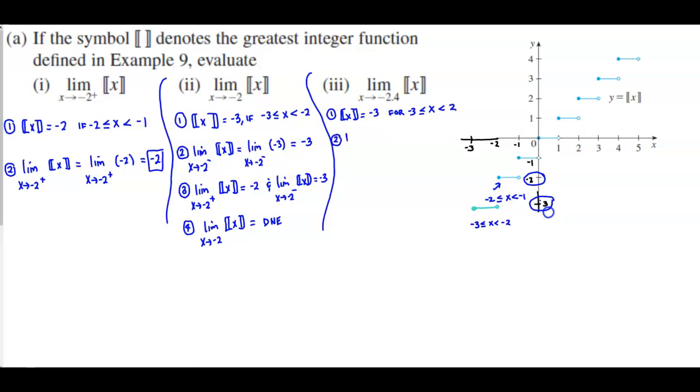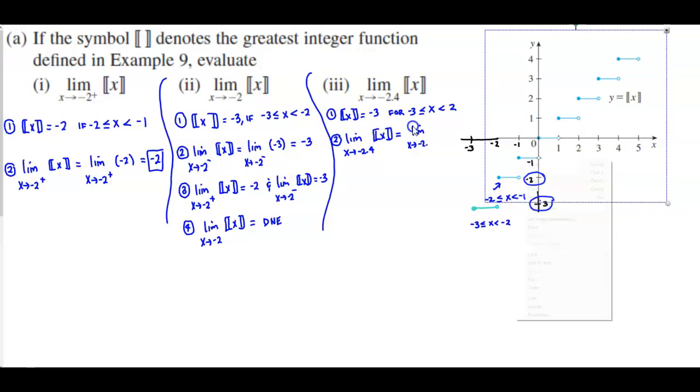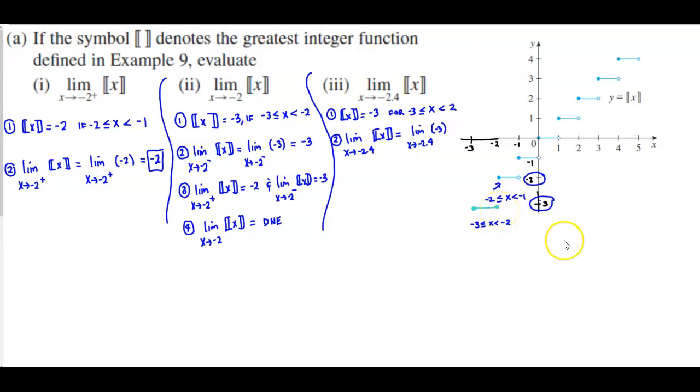So then we can say that the limit as x is approaching -2.4 of the greatest integer function is equal to the limit as x is approaching -2.4 is -3 on both sides. So if we take a look here, if this is where -2.4 is, and if we go in from the right and from the left, we're still going to end up at -3. So the answer is -3.